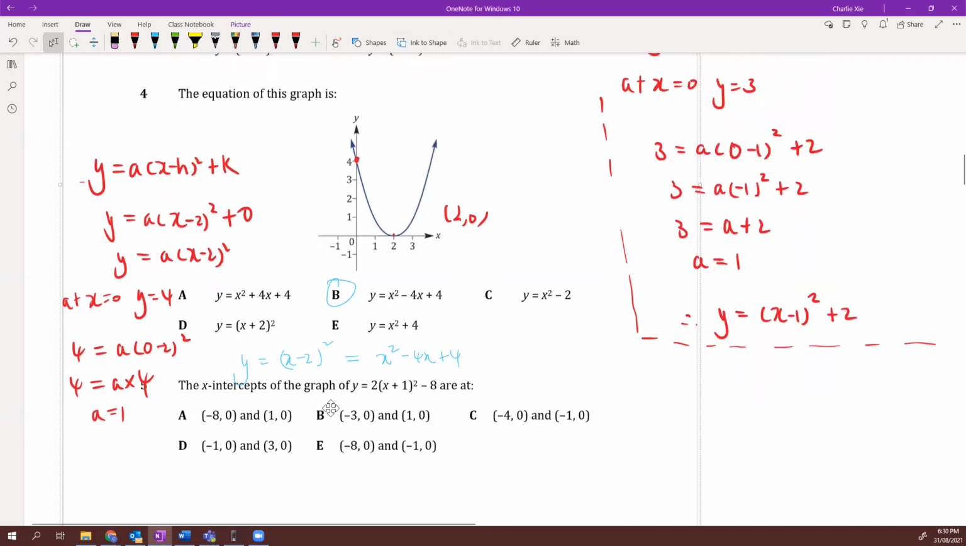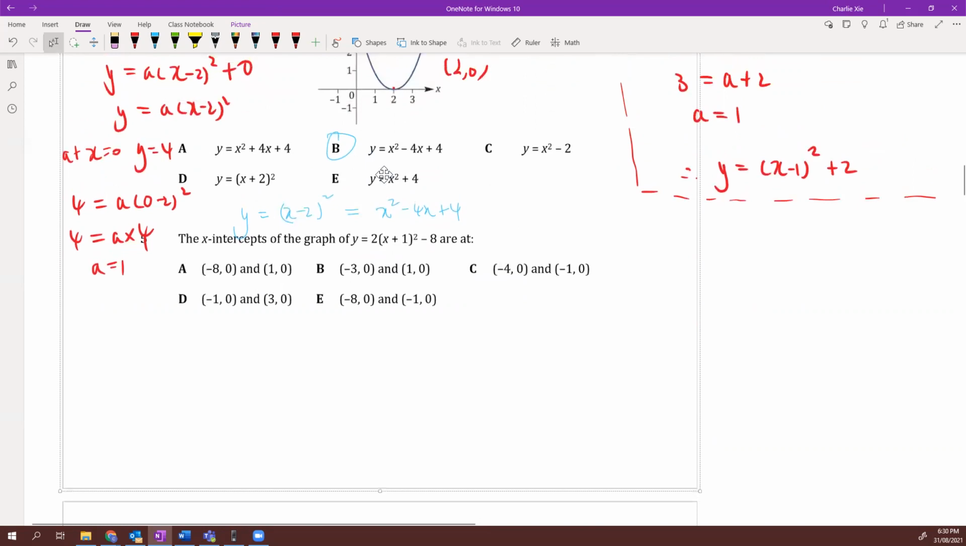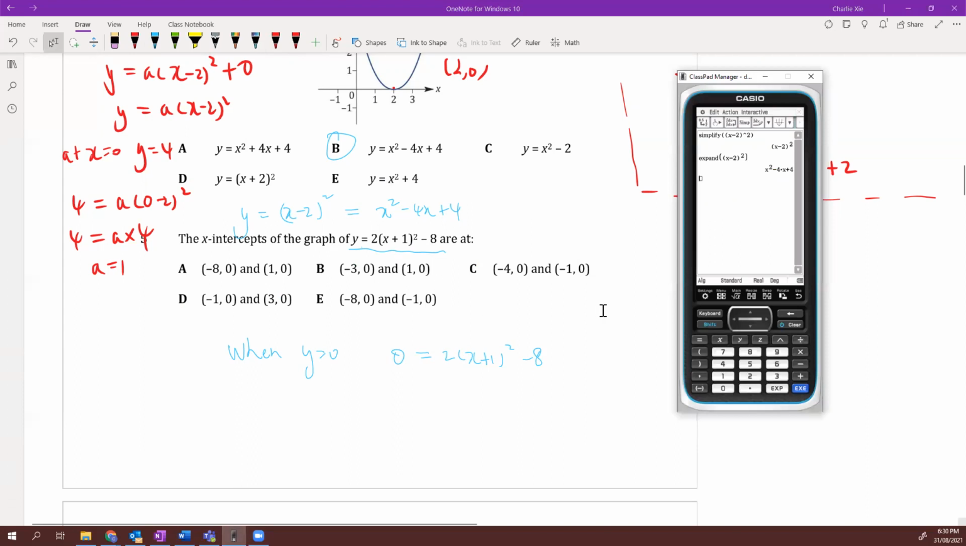All right. Next question. The x-intercept of the graph of y equals... okay, x-intercept. So to find your x-intercept for any graph, not just for parabolas, you just need to remember you find when y equals 0. So at y equals 0, you are replacing your y with 0: 0 equals 2(x plus 1) squared minus 8. Okay, and you're solving for x. The solutions for x are the x-intercepts for the graph.